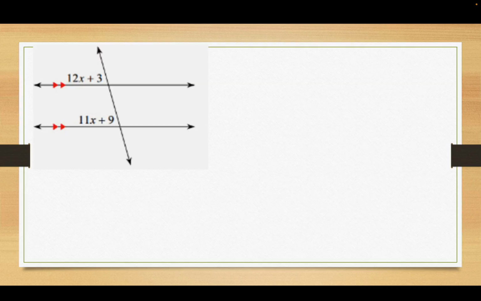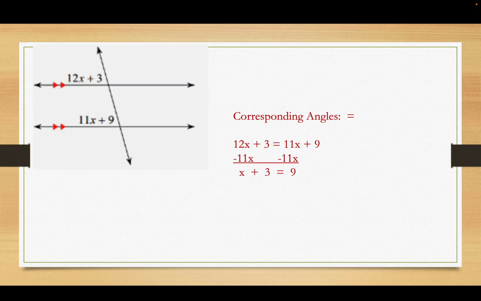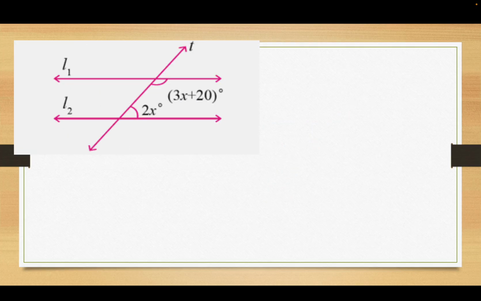Okay, so I'm looking at this diagram, and those are two acute angles. Acute angles are equal to each other. You could also do drag and drop. It would land on top. Their corresponding angles, they are equal to each other. So 12x plus 3 is going to equal 11x plus 9. Get my x's on one side, numbers on the other, because this is linear, not quadratic. That gives me x plus 3 is 9, subtracting the 3, x is 6. Okay, try this one.